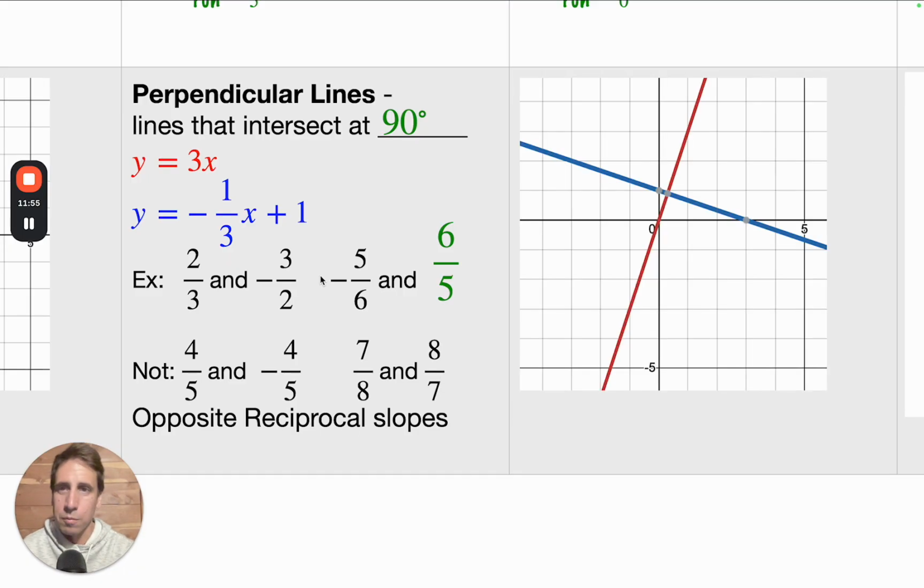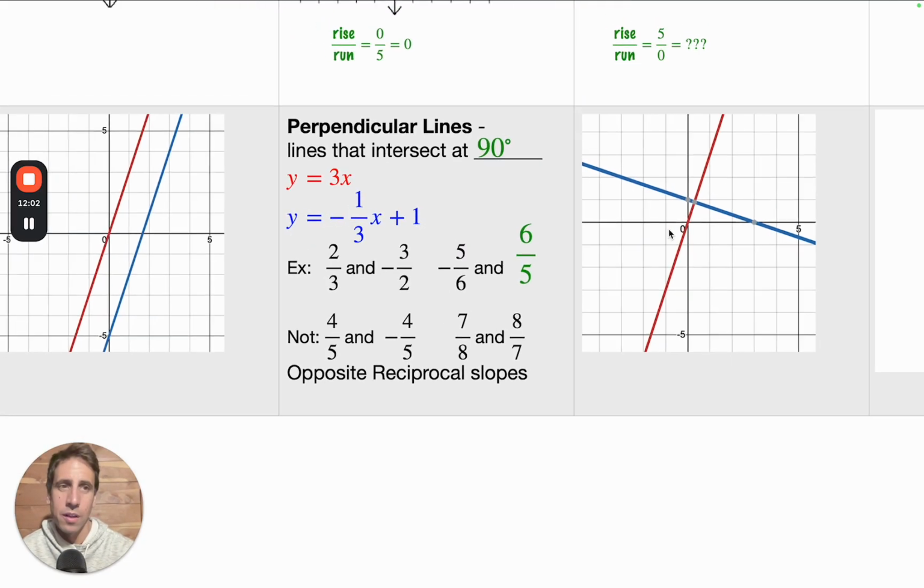Here's what that might look like. I'm graphing y equals 3x right here. Boom. Y equals negative 1/3 x plus 1 here. And they do intersect as perpendicular lines.